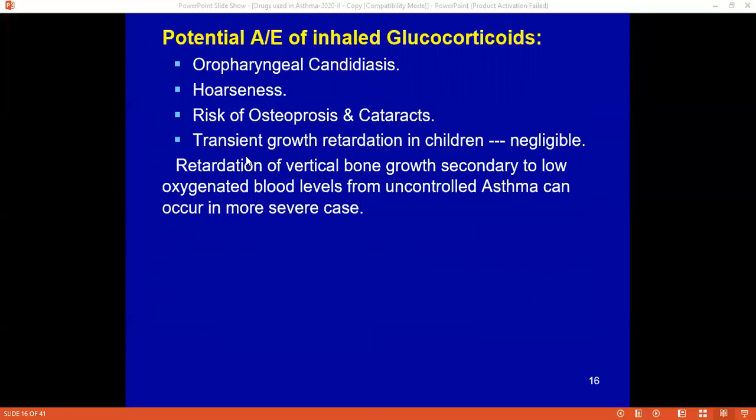There are some potential adverse effects of inhaled corticosteroids. Oropharyngeal candidiasis can occur, and hoarseness of voice may occur because of deposition of glucocorticoids. There is a risk of osteoporosis and cataracts on long-term use. Transient growth retardation in children can occur, although it is negligible. Retardation of vertical bone growth secondary to low oxygenated blood levels from uncontrolled asthma can occur in the most severe cases.